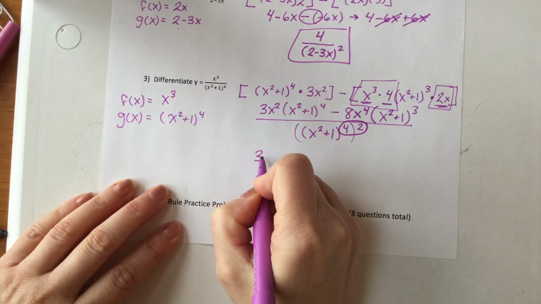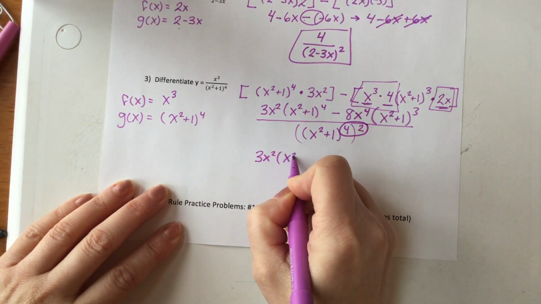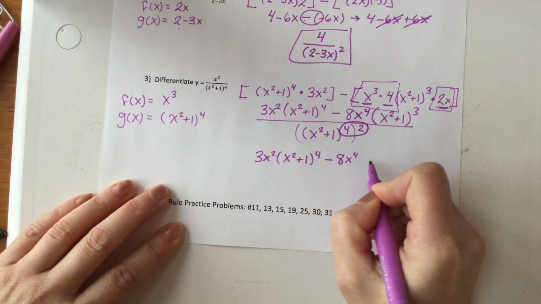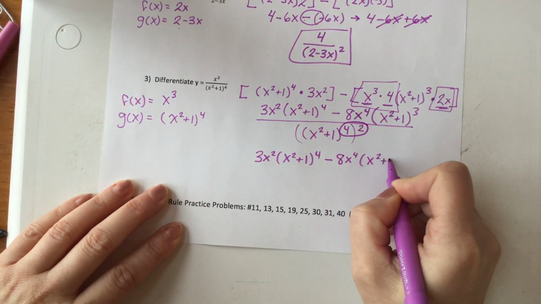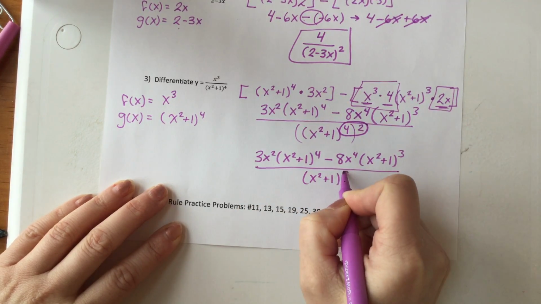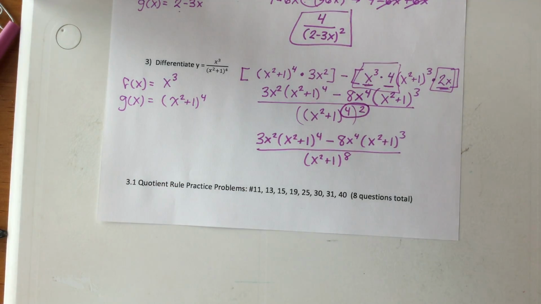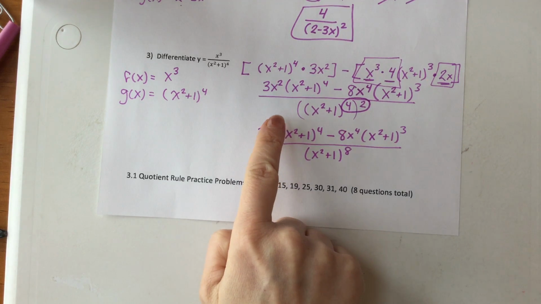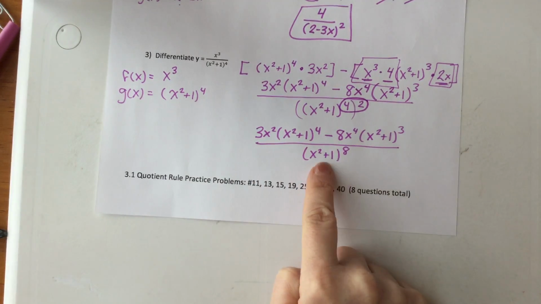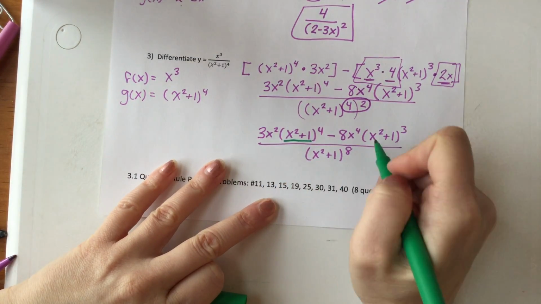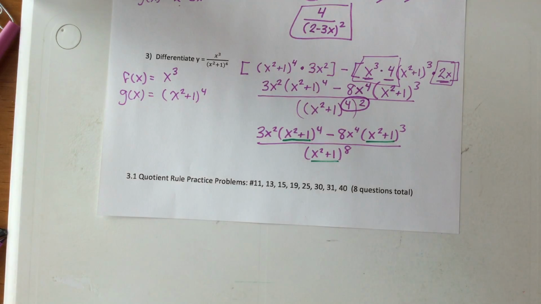So right now, I would have 3x squared outside of x squared plus 1 to the power of 4 minus 8x to the power of 4 times x squared plus 1 to the power of 3. That's all over x squared plus 1 to the power of 8. Now, the only way that you can simplify is if you have the same thing in each piece on the top and on the bottom. And you guys, we totally do. Notice this. X squared plus 1, x squared plus 1, x squared plus 1. So I can simplify this.